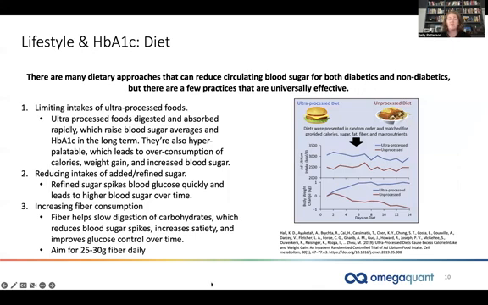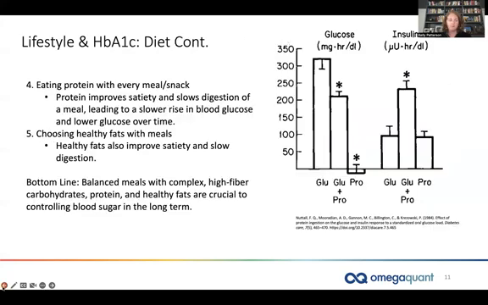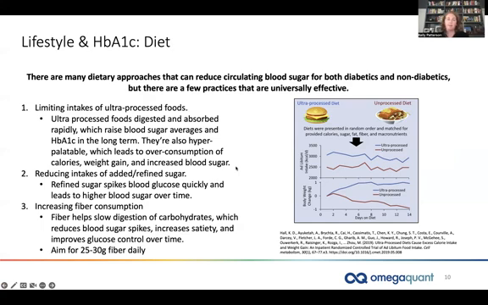So, getting into lifestyle and diet. This is primarily where we want to focus in adjusting our A1C levels. There are many different dietary approaches that can reduce circulating blood sugar for both diabetics and non-diabetics, but there are a few practices that are pretty universally effective.